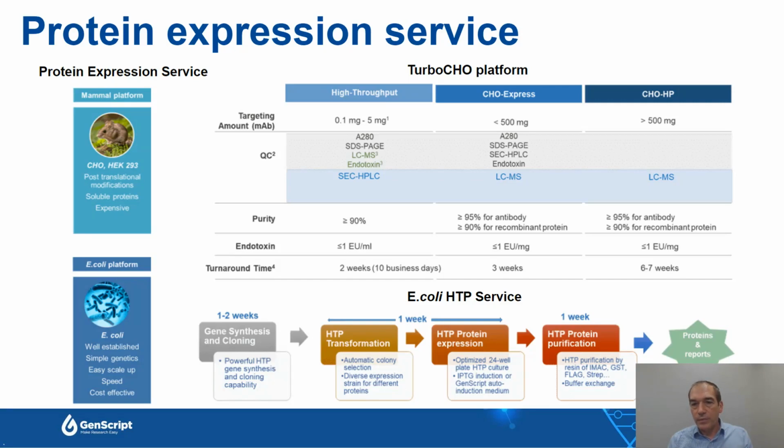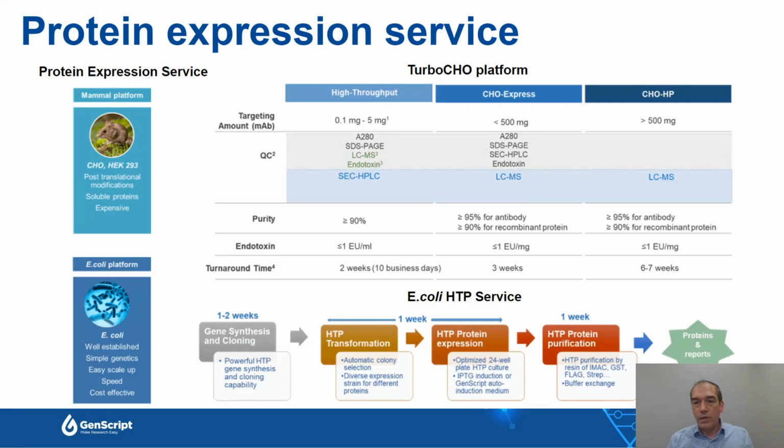You can see on the bottom the turnaround time starting from 2 weeks or 10 business days for the high throughput to 3 weeks and 6 to 7 weeks for CHO HP for larger quantities. They can produce at very high purity and very low endotoxin levels of less than 1 EU per milligram of protein. We can also, of course, do E. coli expression very efficiently.